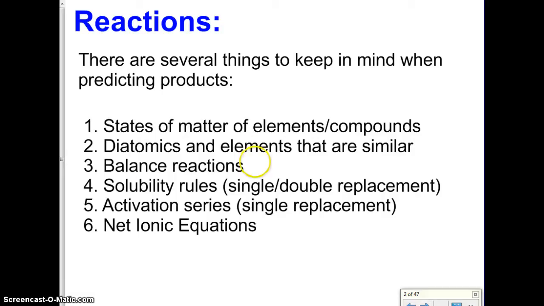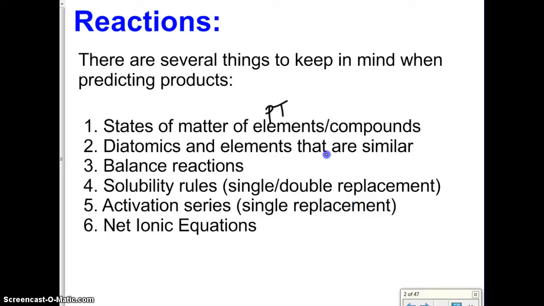First off is the states of matter. Remember, with elements, the states of matter can be identified with the periodic table. This means the color that the elements are. Remember, if it's black on the periodic table in the classroom, it's a solid. If it's red, it's a gas. And if it's blue, it is a liquid.